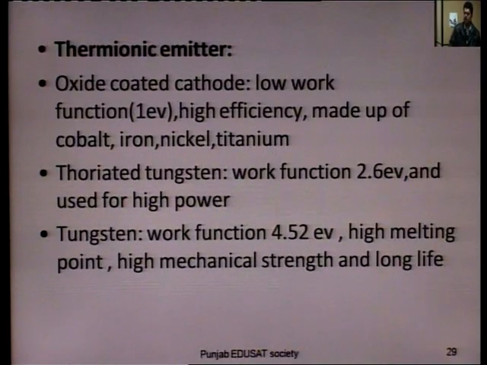The thermionic emitters that are used in vacuum tubes are oxide coated cathodes. They generally have a low work function, 1 electron volt, and their efficiency is high. They are made up of cobalt, iron, nickel or titanium. Similarly, we have thoriated tungsten. Their work function is 2.6 electron volt and they are used for high powers. Similarly, tungsten work function is 4.52 electron volt. Its melting point is high, its mechanical strength is high, and because of that its life is long.